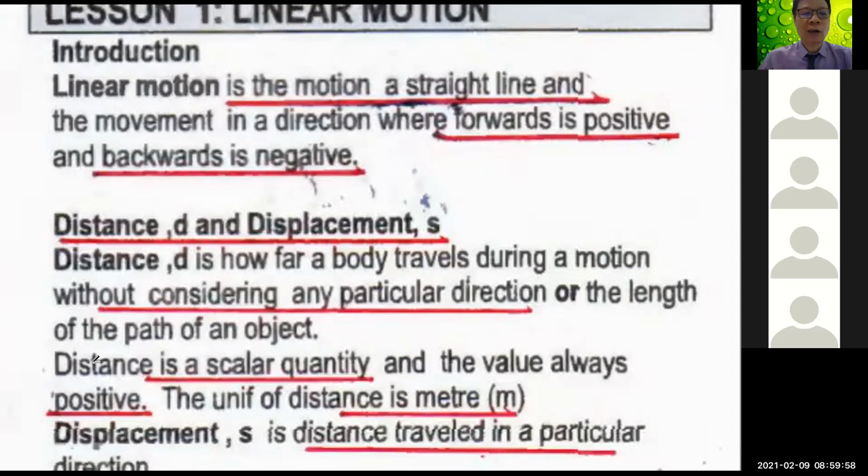Distance is a scalar quantity because there is no direction. And the value is always positive because direction is not taken into consideration. So there is no negative or positive. And the SI unit is meter, okay?